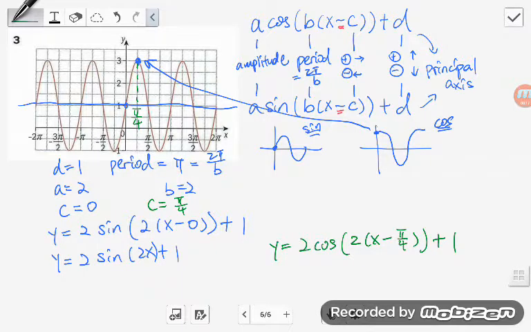I hope you guys understood this c for the cosine graph. I'm just comparing where this maximum point should be. However, it is happening at this point where we moved the original graph to the right by pi over 4 radians. So that's why my c is equal to pi over 4. That's it for now. I'll see you guys in the next video.